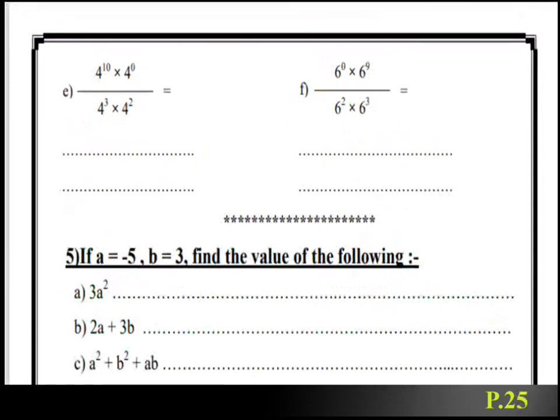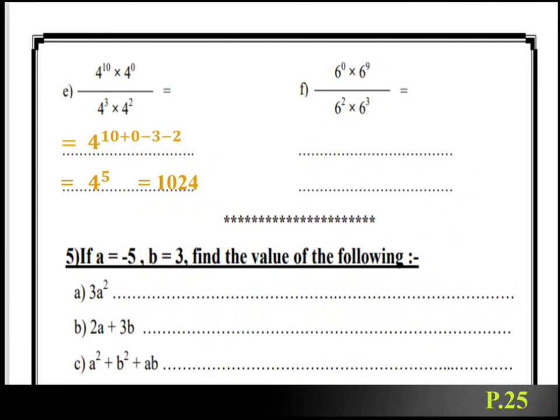Letter E. All the bases are 4, and we have multiplication and division sign. So I will write just 1 4, and the powers will be 10 plus 0 minus 3 minus 2, and it will be 4 power 5, which is equal 1024.